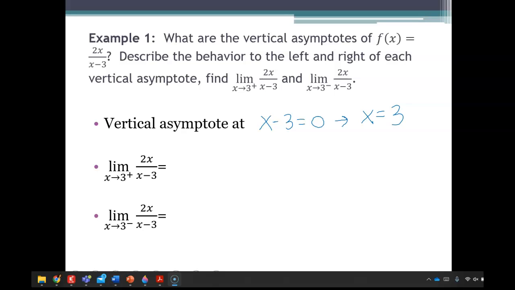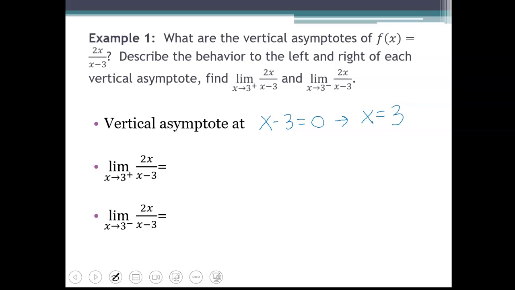If I were to plug 3.1 into this function, 2 times 3.1 is going to be positive. 3.1 minus 3 is going to be positive. So a positive over a positive tells me that the limit as x approaches 3 from the right is positive infinity. To the left would be like plugging in 2.9. So 2.9 times 2 is positive. 2.9 minus 3 is negative. A positive over a negative tells me that this is approaching negative infinity.